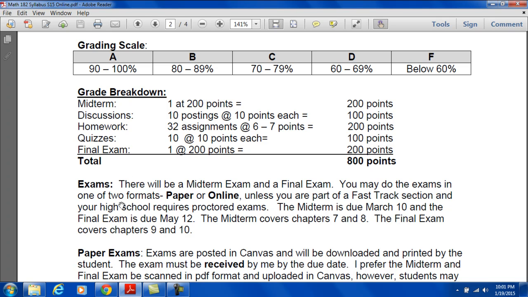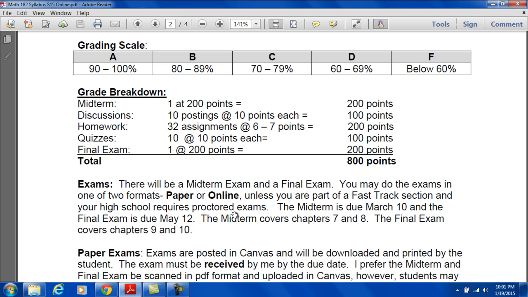Exams: there'll be a midterm and a final exam. You may do the exams in one of two formats, paper or online, unless you're part of a fast-track section and your high school requires proctored exams. That is the situation for some students. If that's part of your situation, your school's paying for you to take this class, they may be proctoring your exams. And don't feel too bad, because I'm probably going to be going to that in fall for all my classes.